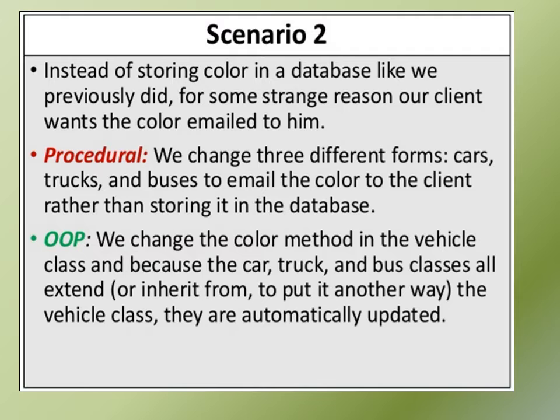But if we are doing this by using object oriented programming, then what can we do? We change the color method in the vehicle class, and because the car, truck and bus classes all extend, that is inherit from, to put it another way, the vehicle class, they are automatically updated, because these three classes, that is car, truck and bus, are inherited from the vehicle. So whatever change we make in the vehicle class automatically comes to these classes because of the inheritance. So this is the way.